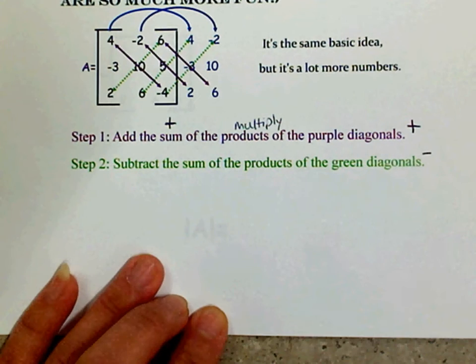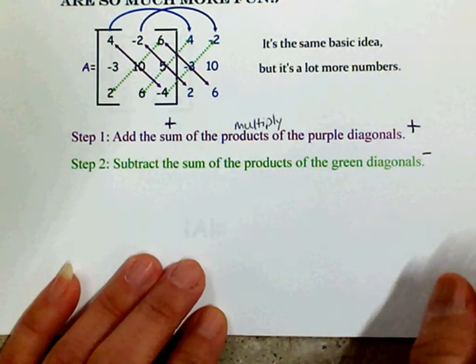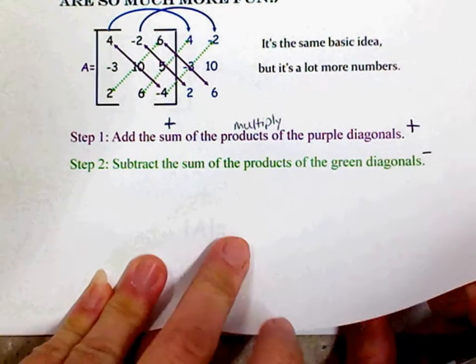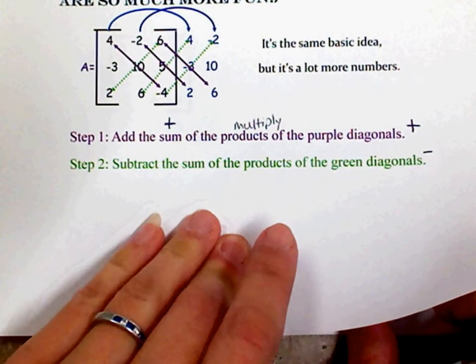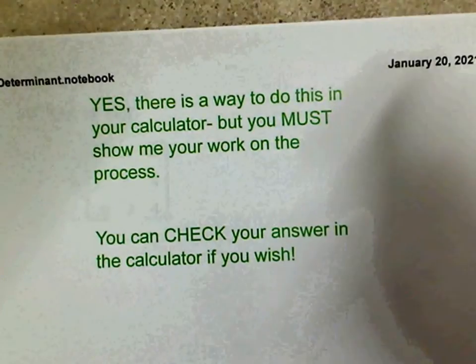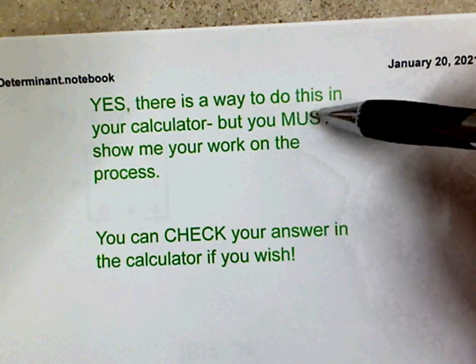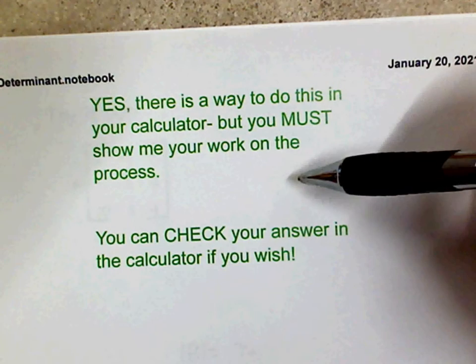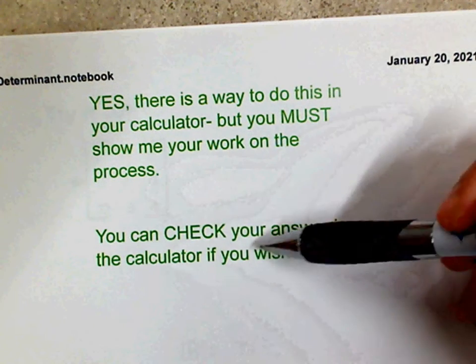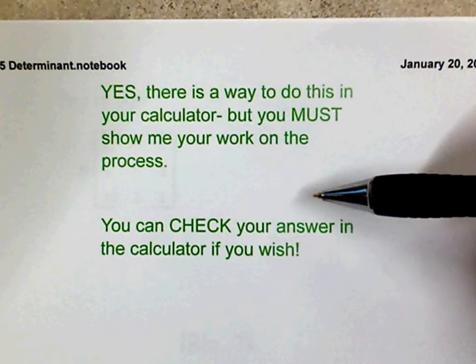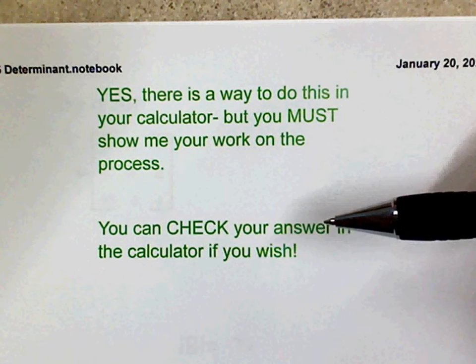Okay? So let me give you an example. This is all a process, just like all the things you've done. It's a process, just like multiplication. Yes, there is always a way to do this in the calculator, but you must show me your work in the process, okay? You can check your answers in the calculators if you wish. However, show me the process. Your quiz will cover the process. Here we go. Your turn.